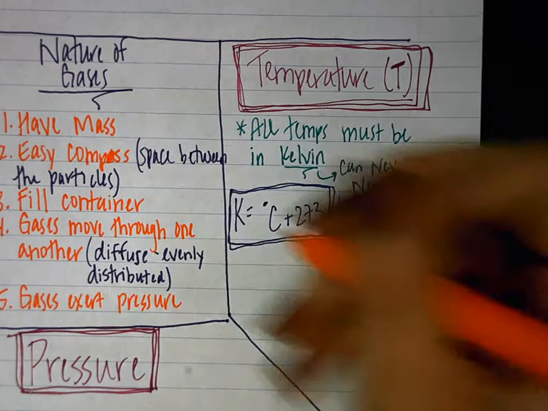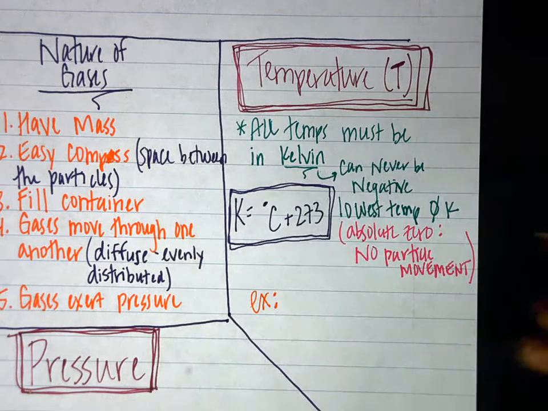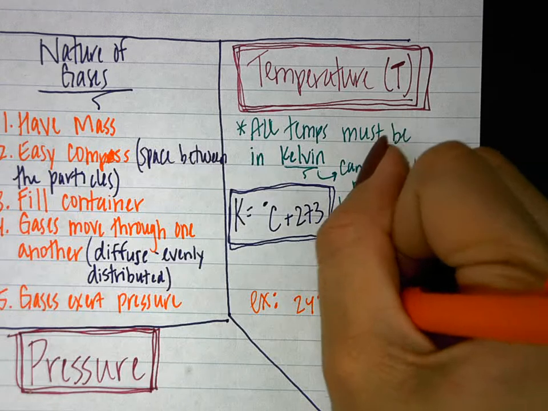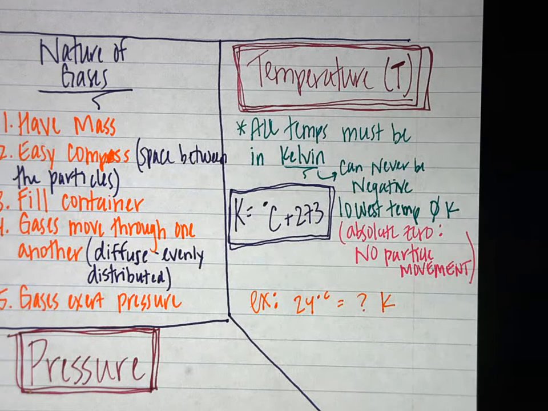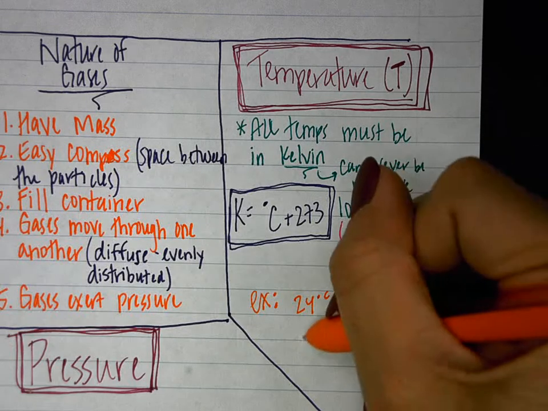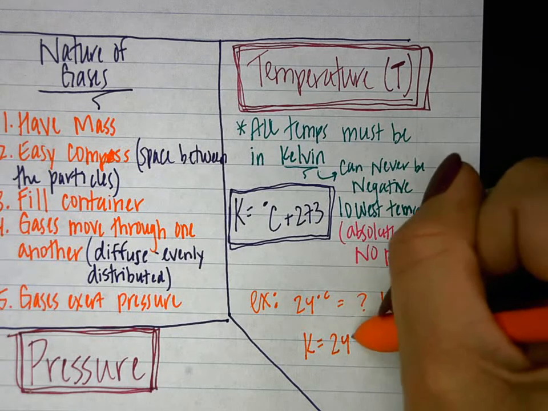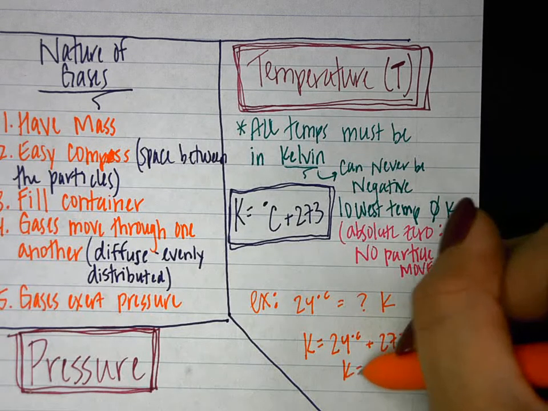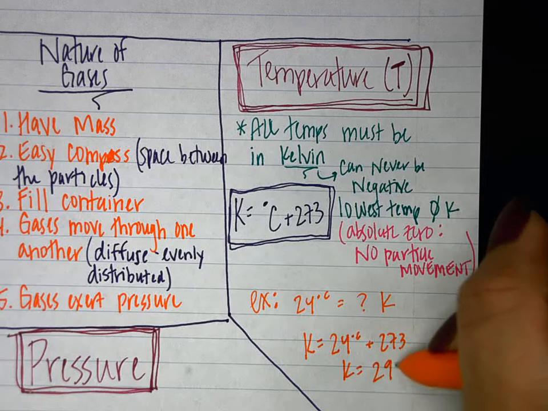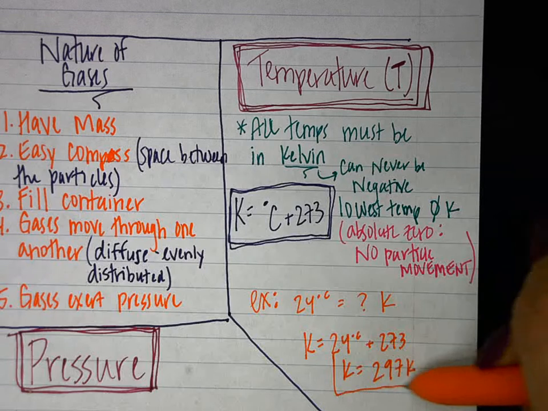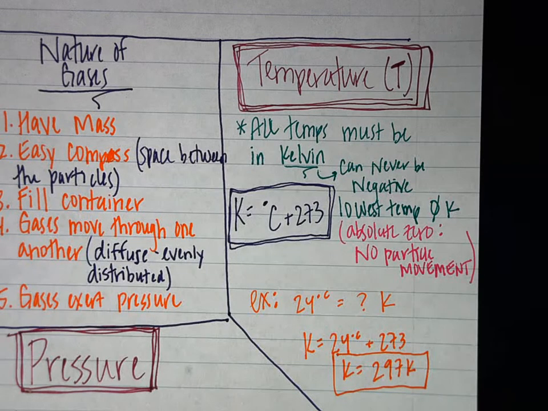Okay, so if you have an example, you're going to have to do this in a second right after this. We have 24 degrees Celsius and we want to get it into Kelvin. All we do is plug it in. Kelvin equals 24 degrees Celsius plus 273. So we end up with 297 Kelvin. So when we start plugging into gas laws, you have to have your temperature units in Kelvin.